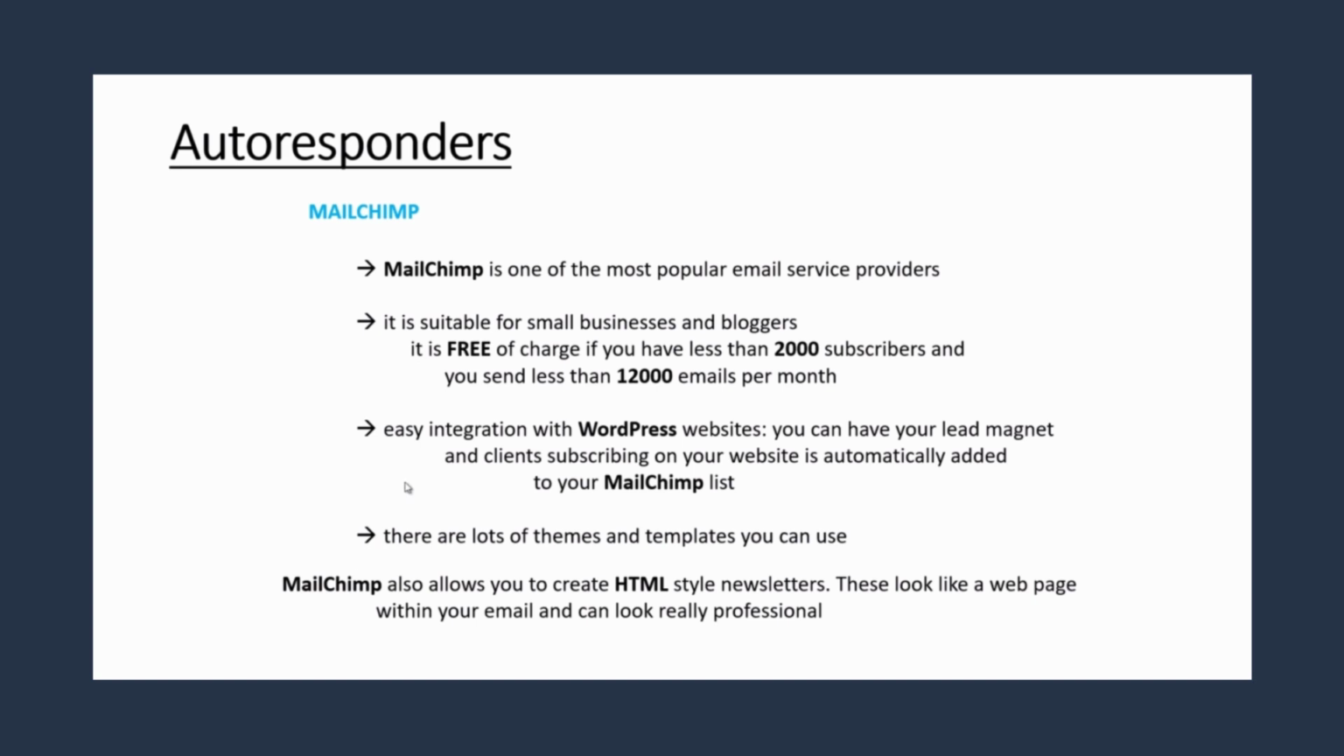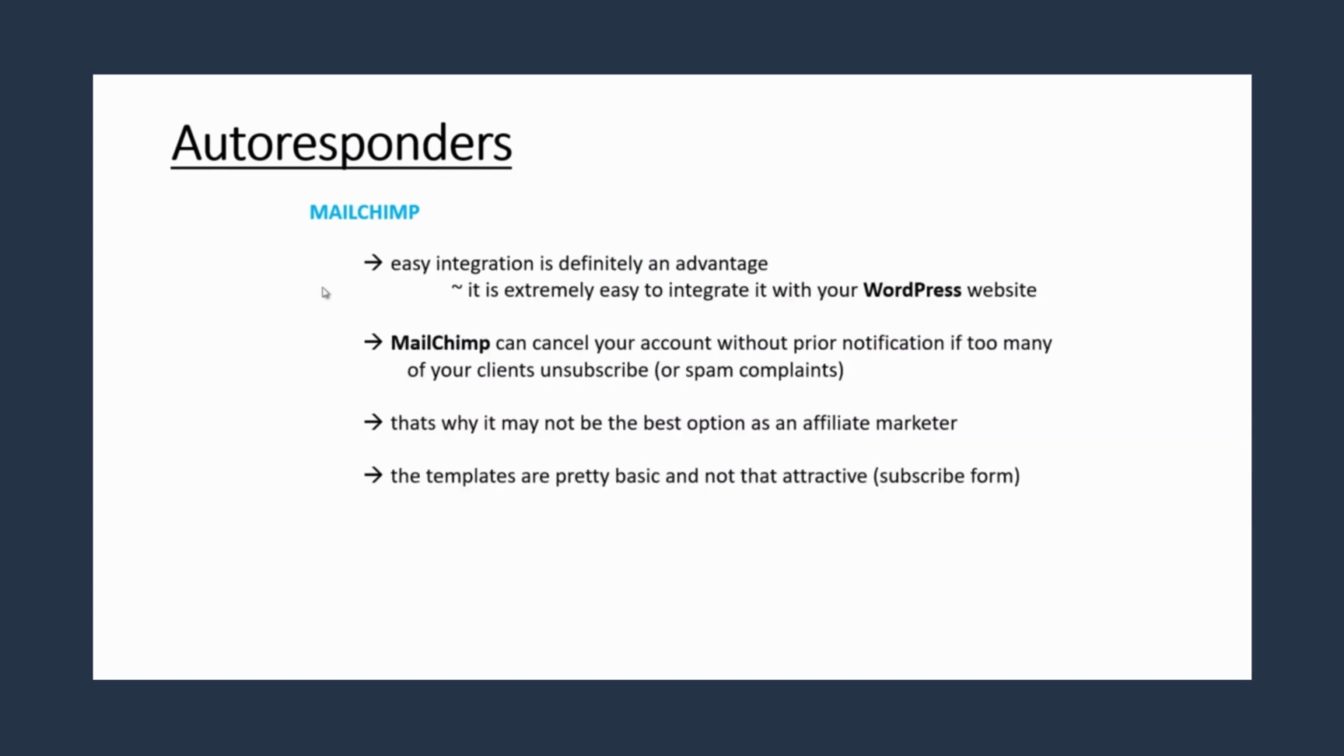Okay, additionally, there are lots of themes and templates you can use when using Mailchimp. Mailchimp also allows you to create HTML-style newsletters. These look like a web page within your email, and it can look pretty professional. So these are the advantages as far as Mailchimp is concerned. Easy integration is definitely an advantage. It is extremely easy to integrate it with your WordPress website.